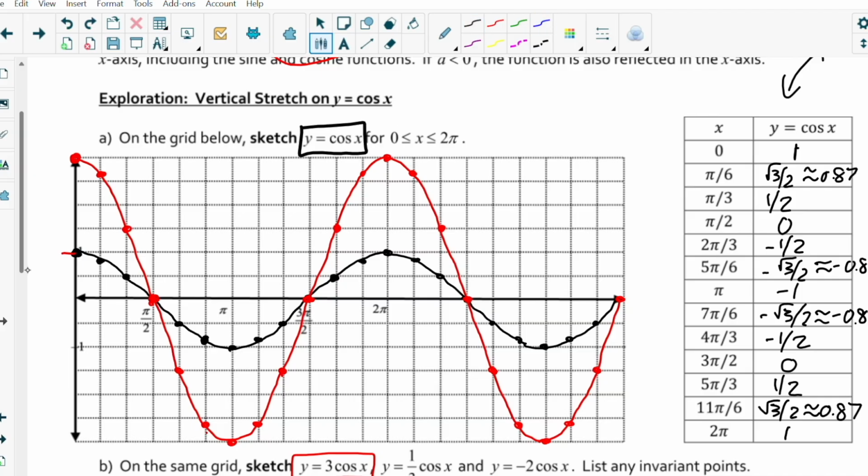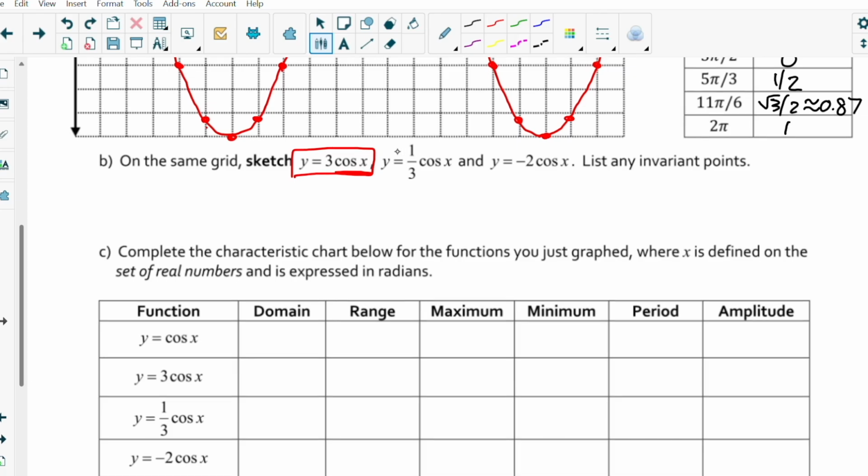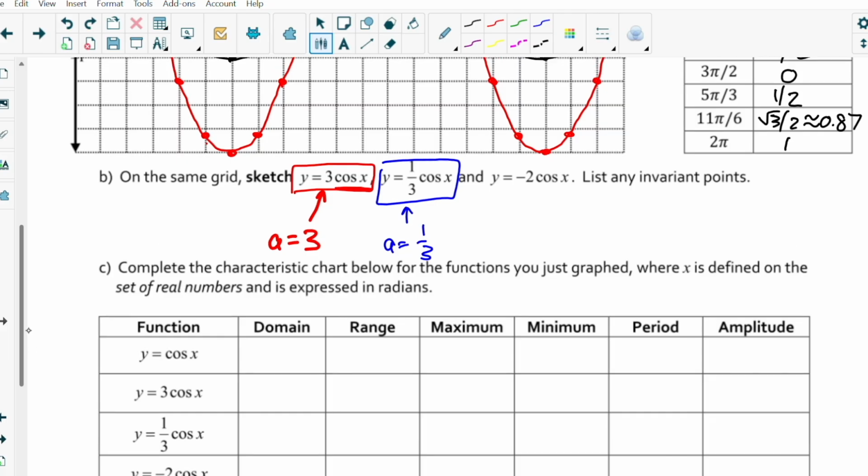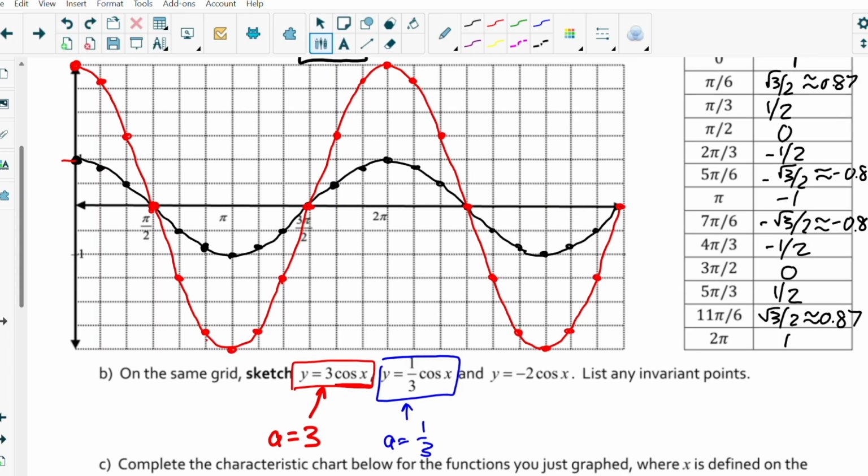Well, when it's 1/3, what should we expect? Right here, this is an a value of 1/3. Previously, this was an a value of 3. So what should we expect when we multiply by an a value of 1/3? It should shrink all the y values of the original graph, y equals cosine of x, by a factor of 1/3. So let's show that physically on the graph.